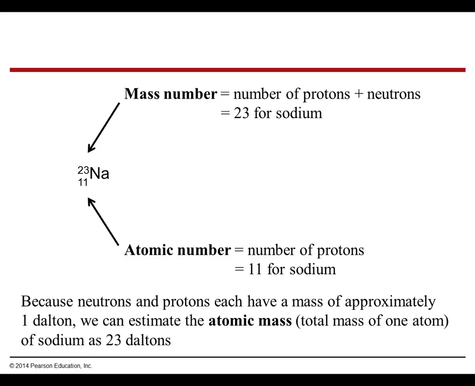The mass number, written as a superscript to the left of the element symbol, is the sum of neutrons and protons in the nucleus. In this example, the mass number of sodium is 23. That corresponds to an atomic mass of 23 Daltons. This sodium atom has 12 neutrons, and you calculate that by subtracting the atomic number, or the number of protons, from the mass number, the number of protons and neutrons. So that's 23 minus 11 is 12.